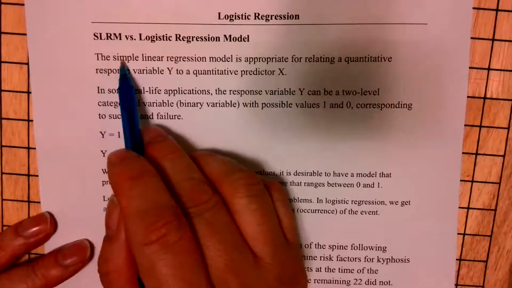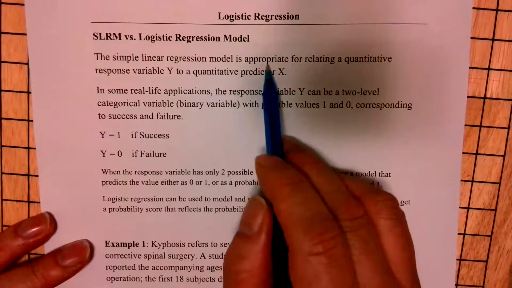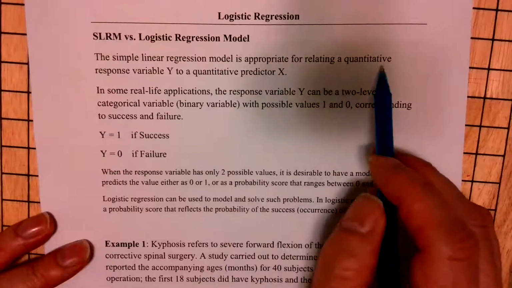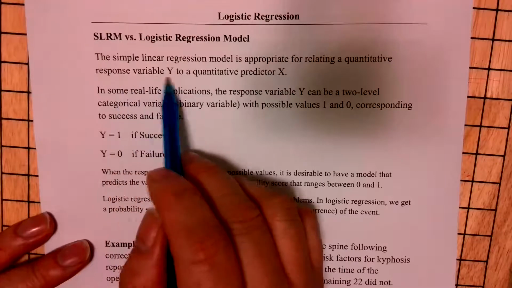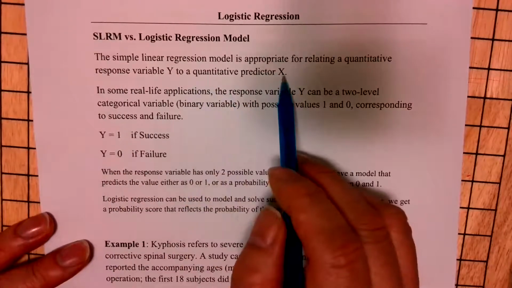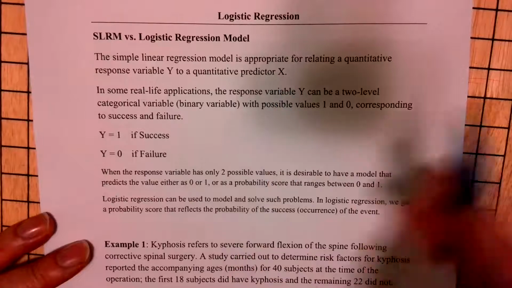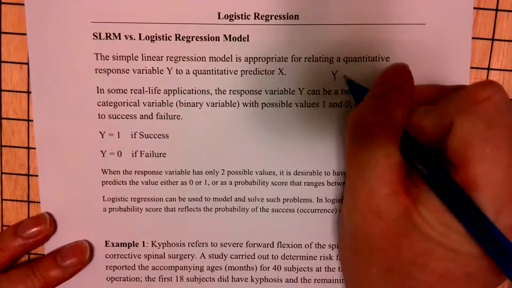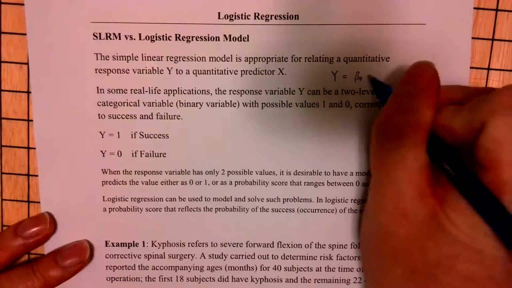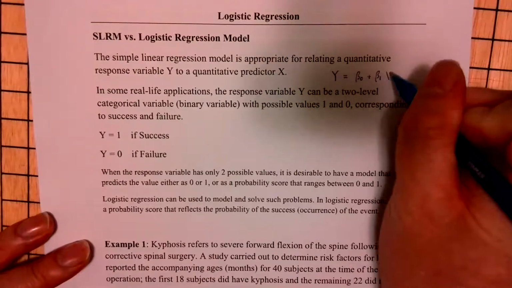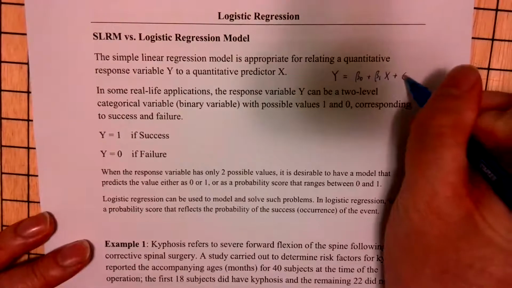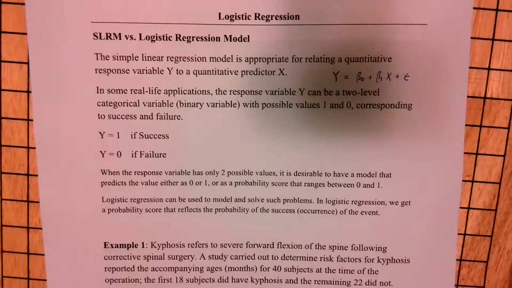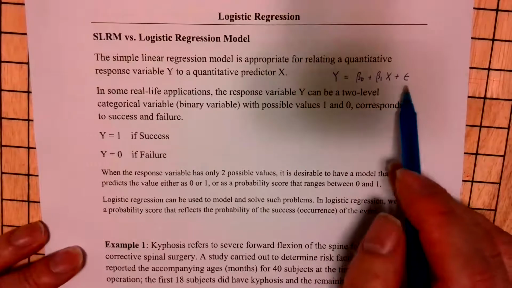Now look at here. The simple linear regression model is appropriate for relating a quantitative variable y to a quantitative predictor variable x, okay? In our previously mentioned model, y equals beta naught plus beta 1 x plus epsilon. And our epsilon is what? Normally distributed with mean equal to 0 and variance sigma squared. Okay, I think you are all familiar with this model now.